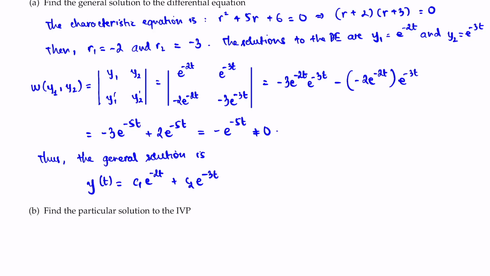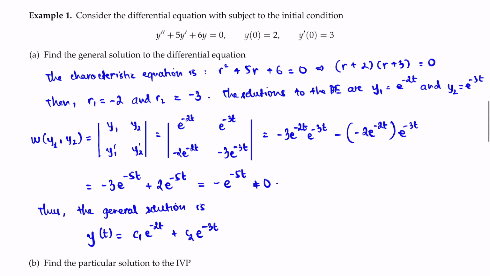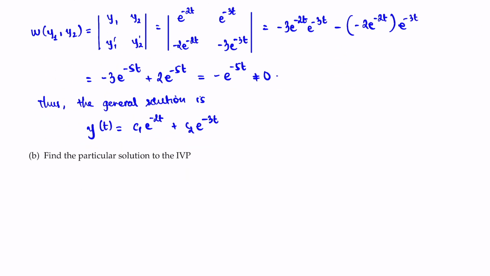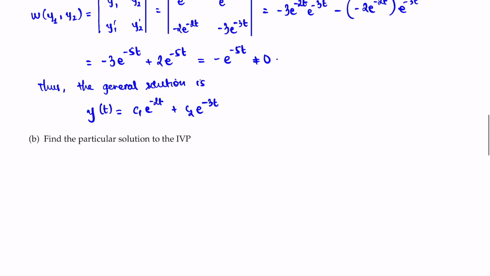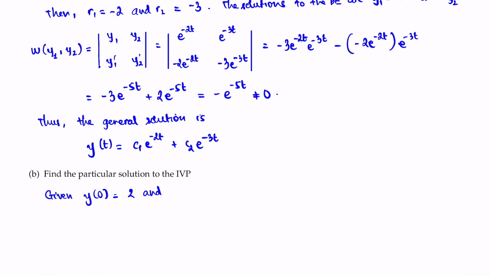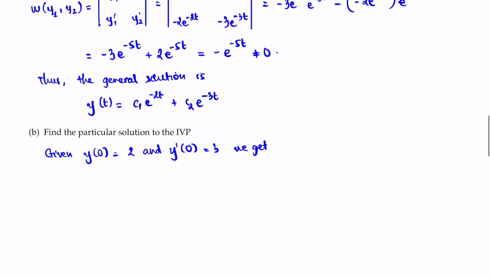And that's what we're going to do for the next part, where you utilize initial conditions, in this case y of 0 equal to 2 and y prime of 0 is equal to 3, to find the particular solution of the initial value problem. Okay, that is, you're going to find c1 and c2. So given y of 0 is equal to 2 and y prime of 0 equal to 3, we get that y of 0 is c1 times e to the 0 plus c2 times e to the 0, or c1 plus c2 equal to 2.